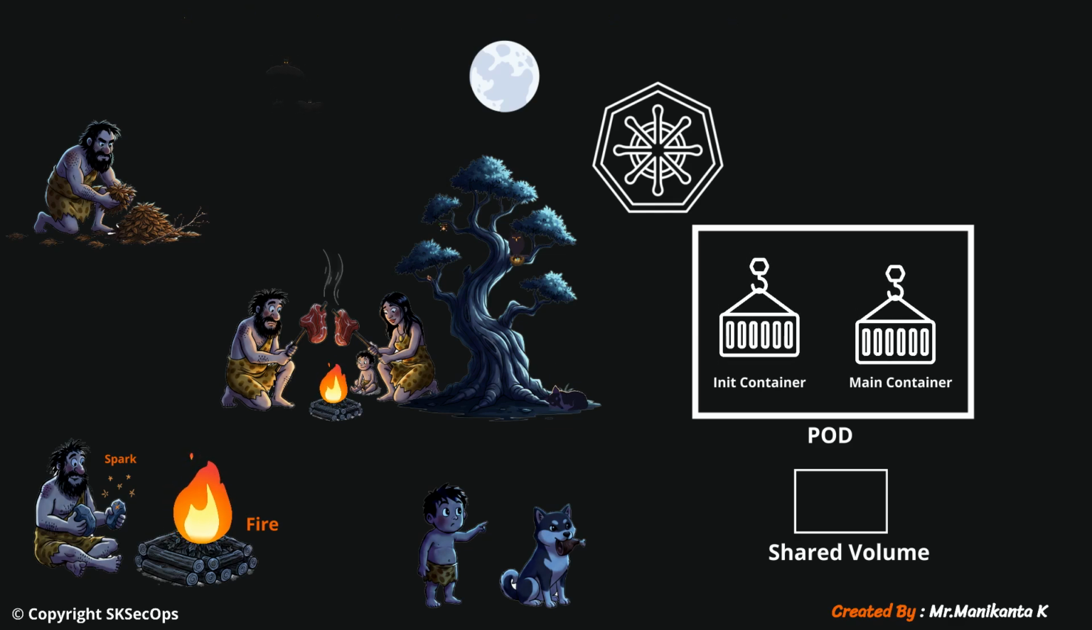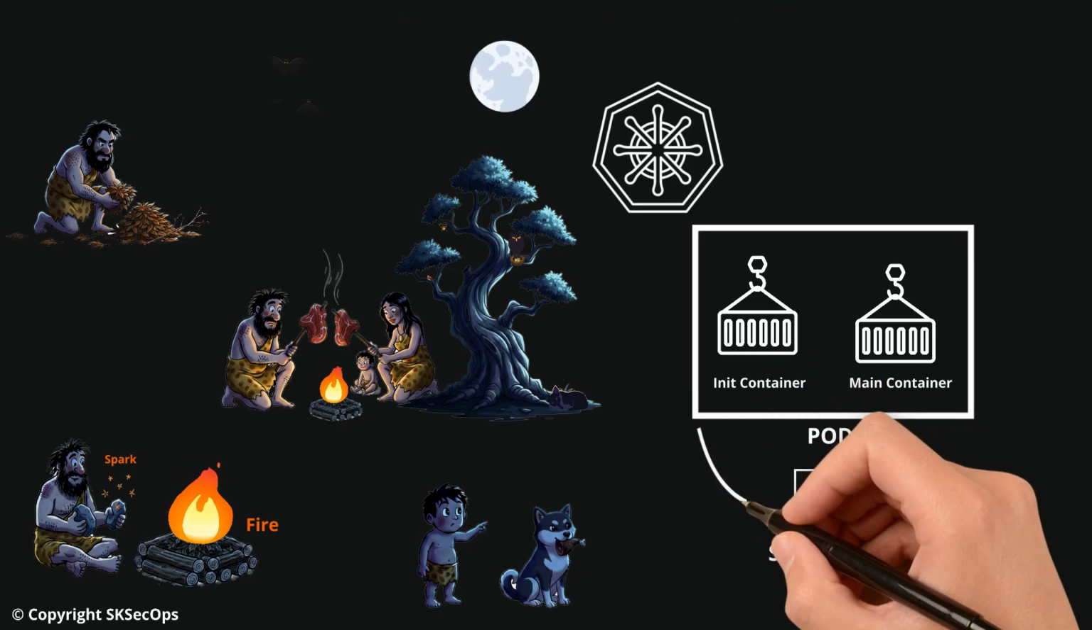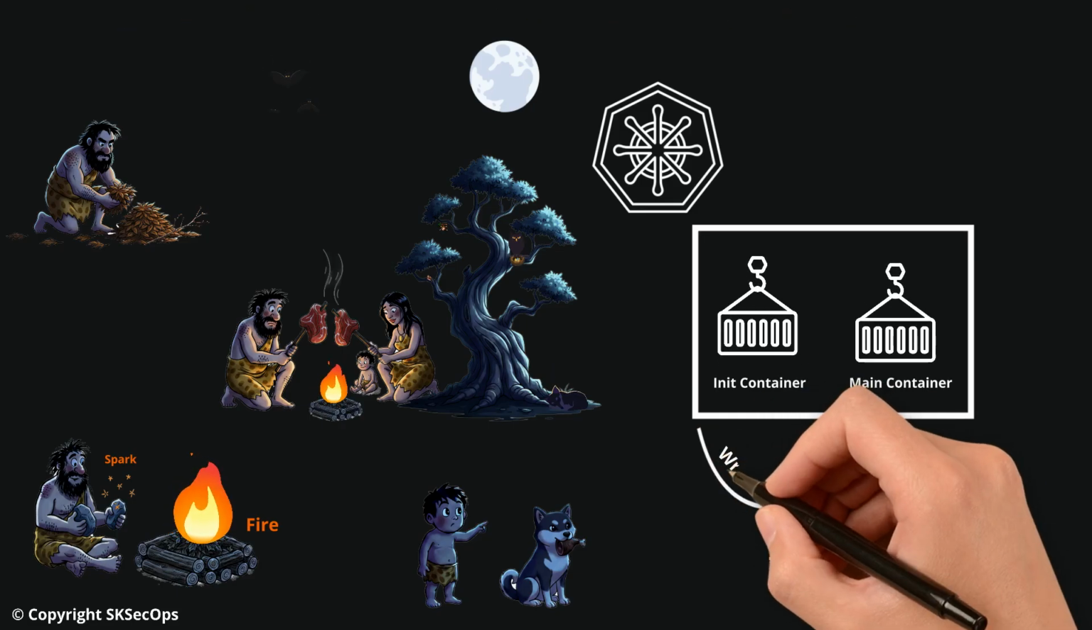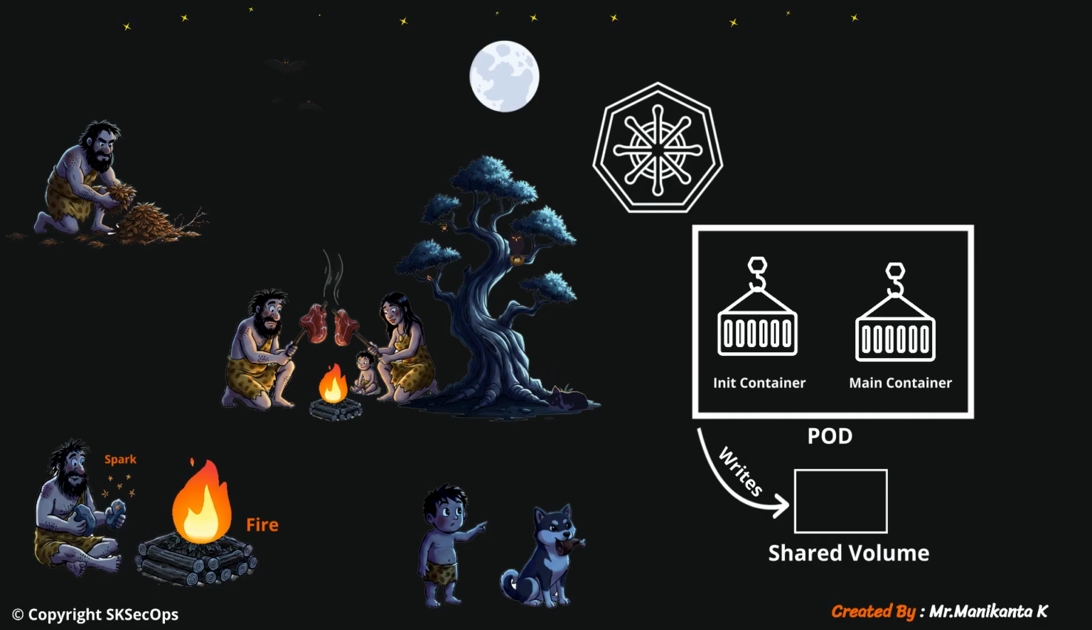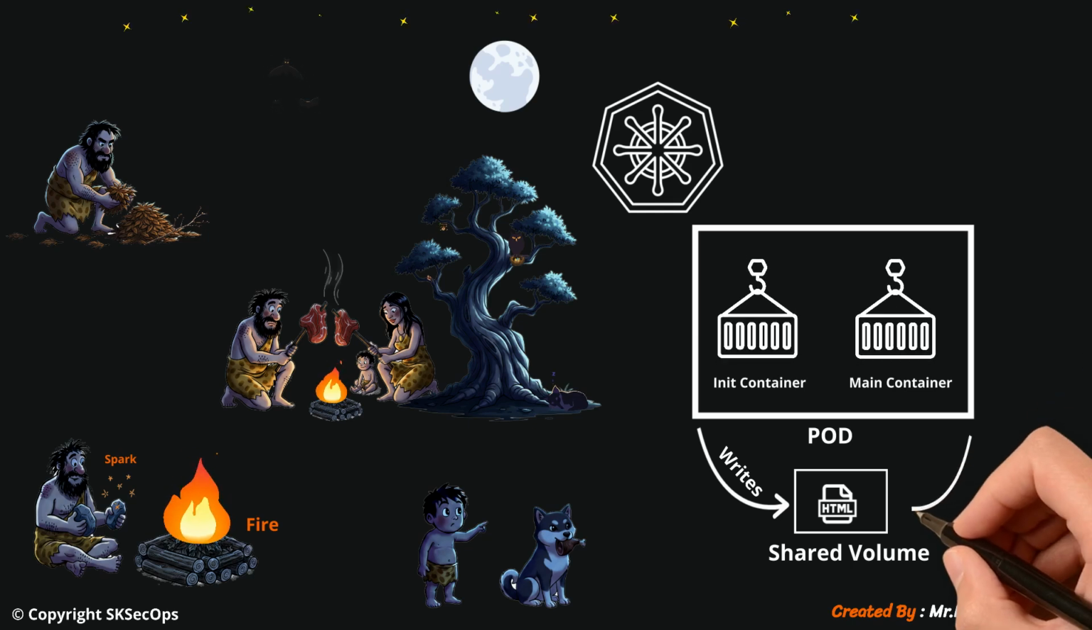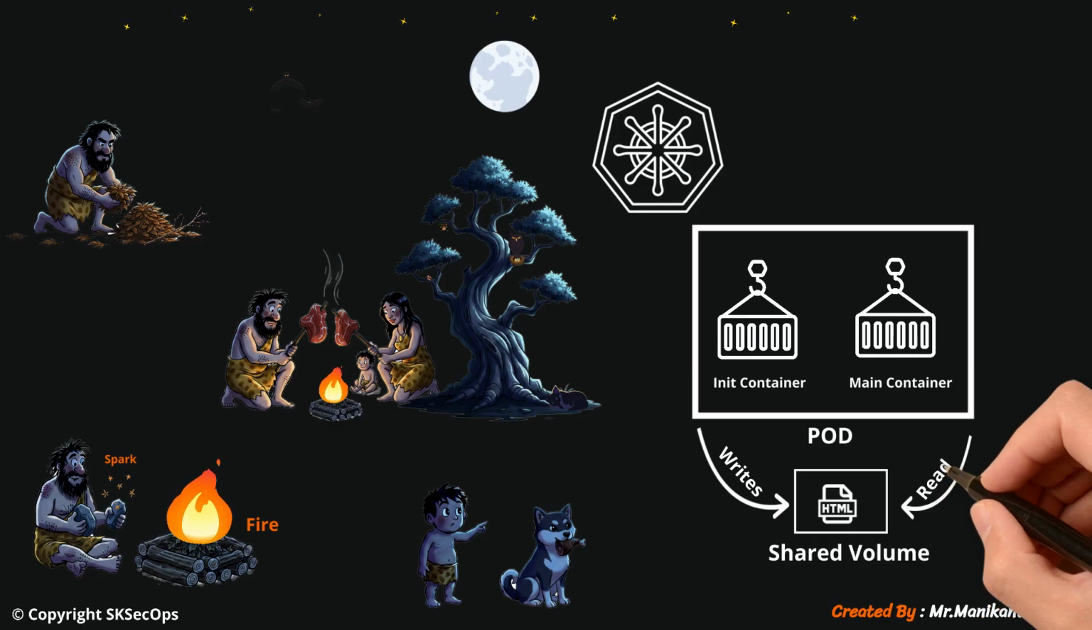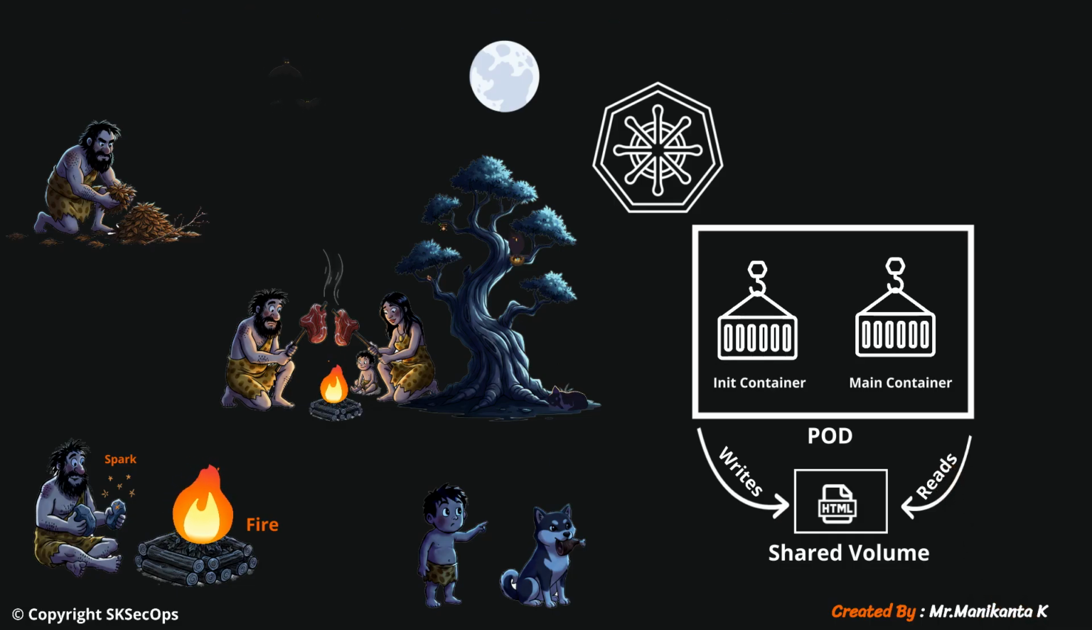Do you know which container starts first? Yes, the init container will start first. The init container's job is to do some setup work before the main app starts. For example, it can download a file, let's say an index.html file, and save or write it in the shared volume. Now the main container starts. It doesn't need to download the file again. It can simply read the index.html file from the shared volume and display it in the application.